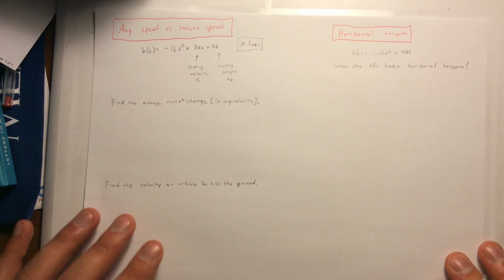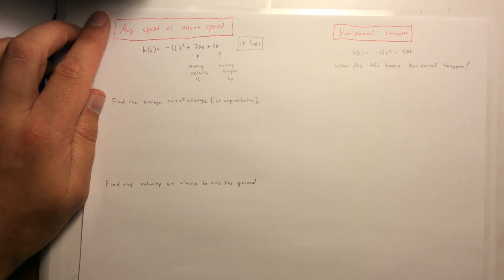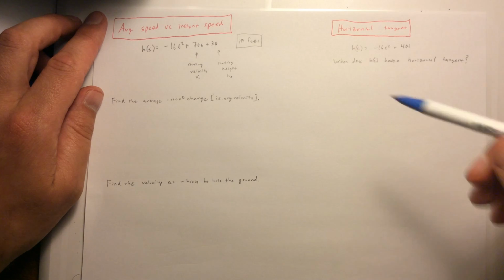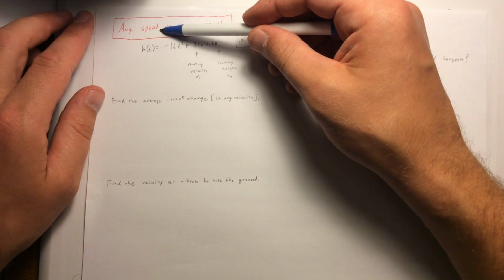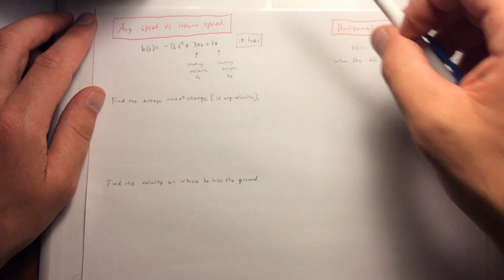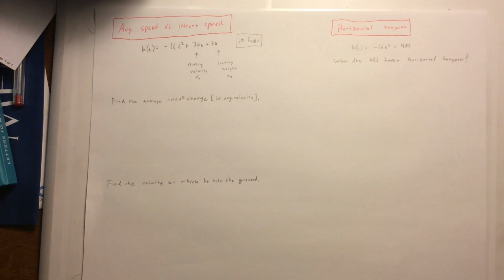This part right here should seem like review to you, because it is. Average speed. Remember when Curious George fell out of a tree and we had to find his average speed on the trip down? Well, basically the same thing here. To find the average speed, just a moment.